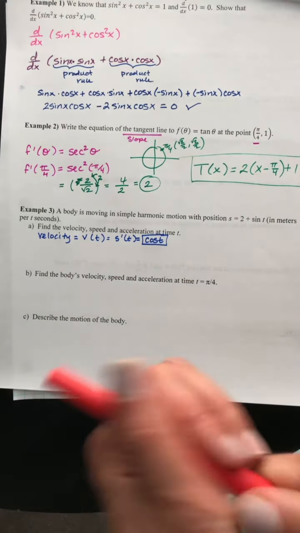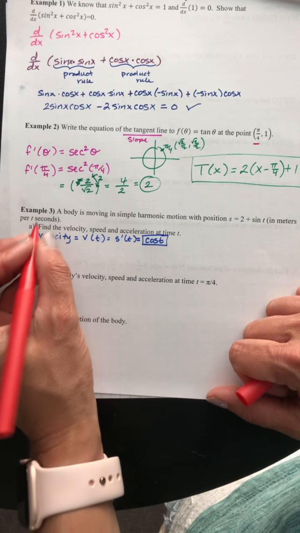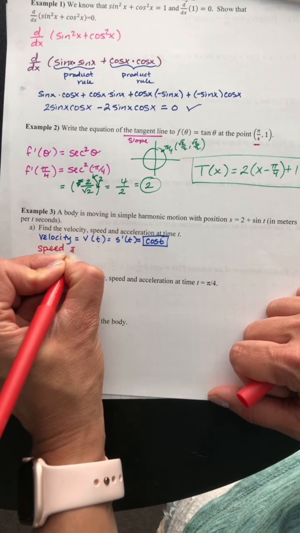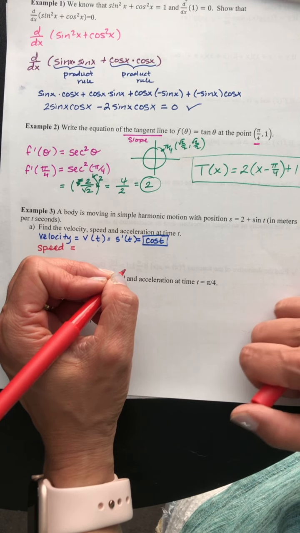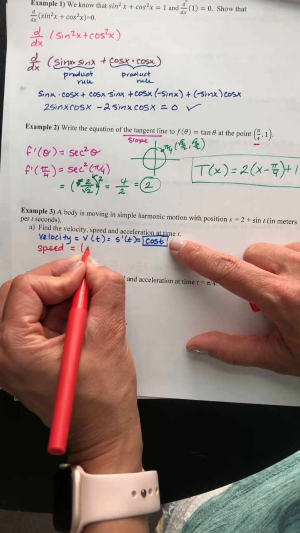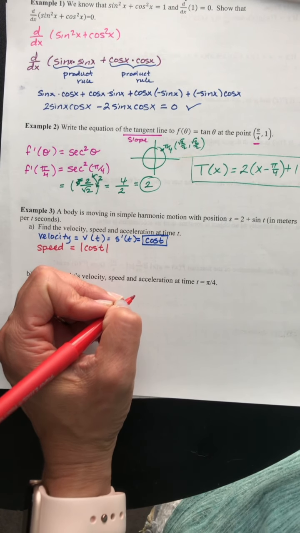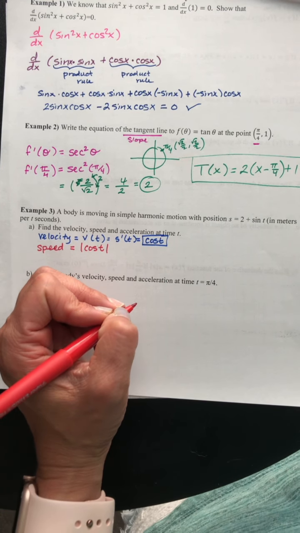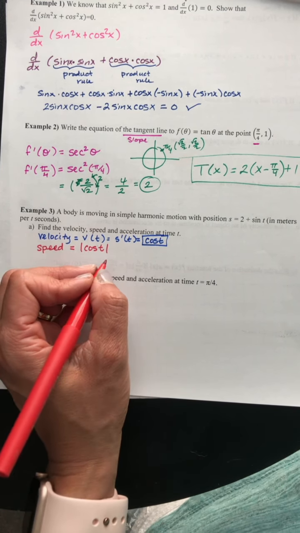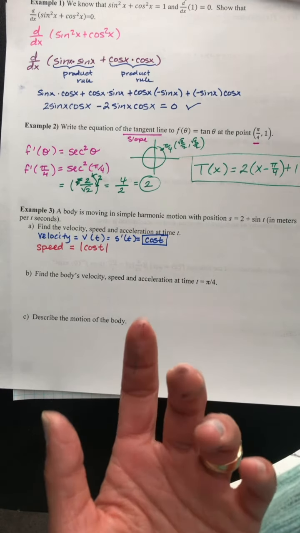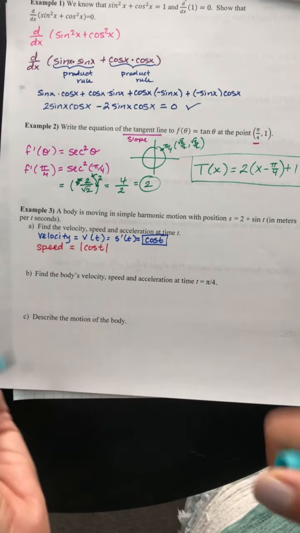Next color I'm going to use is red. I'll use speed in red. Remember, speed is just the absolute value of the velocity. So it's just the absolute value of the cosine of t. So if I plug in a number for t and it ends up making the answer a negative, I'm taking the absolute value of that, so it will always be a positive answer. Because speed is never negative. You don't go negative 55 miles per hour. You just don't.